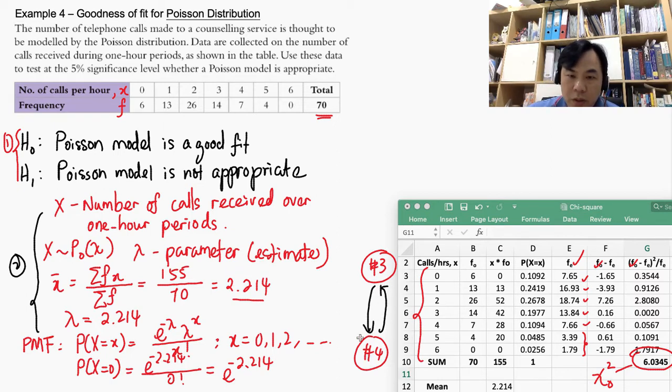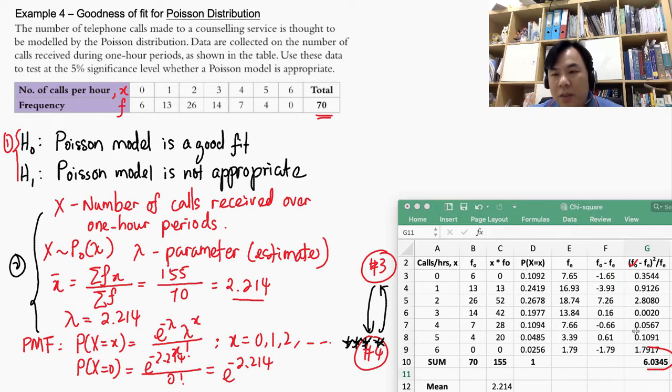So step 4 is super, super important. Step 4: check the expected frequency. Is there any expected frequency that is less than 5? We found that yes, there are some. There are 2 that are less than 5. Therefore, we cannot use this chi-square value yet. Therefore, I have already prepared another worksheet on this. We are going to add these two values up.